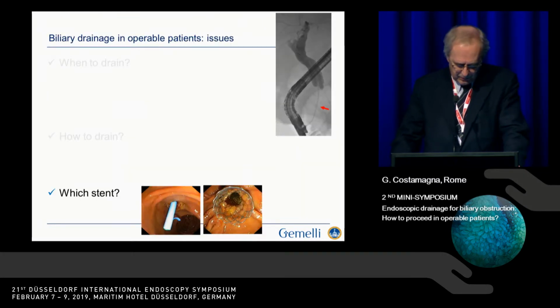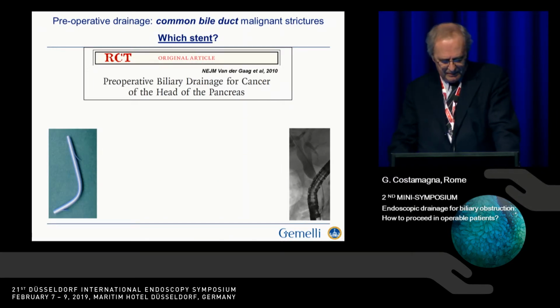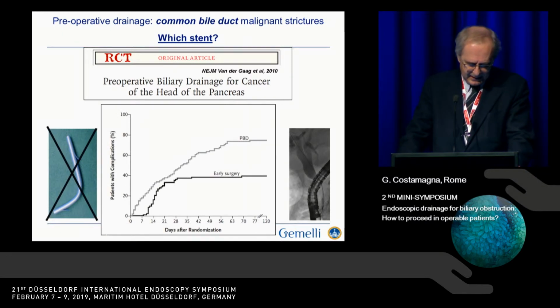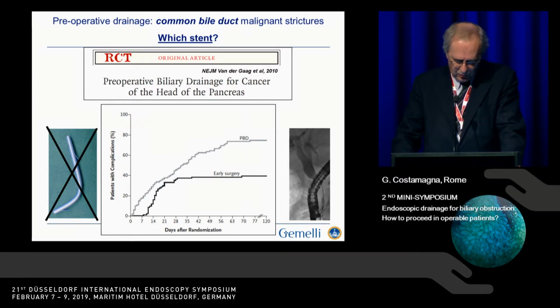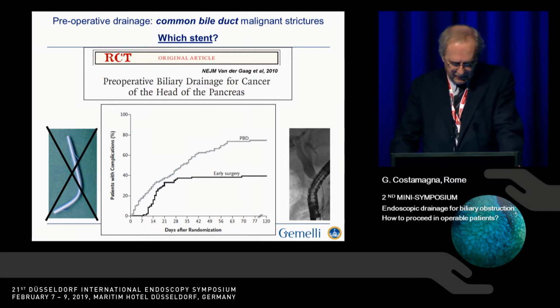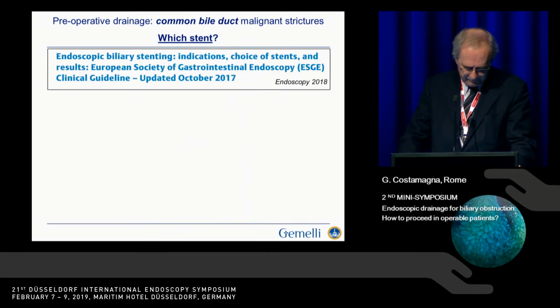And which stent to use, plastic or metal? We know from the randomized control trial published some years ago in the New England Journal of Medicine that the plastic stent is probably a bad option. If you look at the rate of complications after preoperative biliary drainage compared to a group undergoing early surgery, there is a significant difference in terms of complications after randomization in favor of early surgery. So probably today, plastic stents are not a good option.